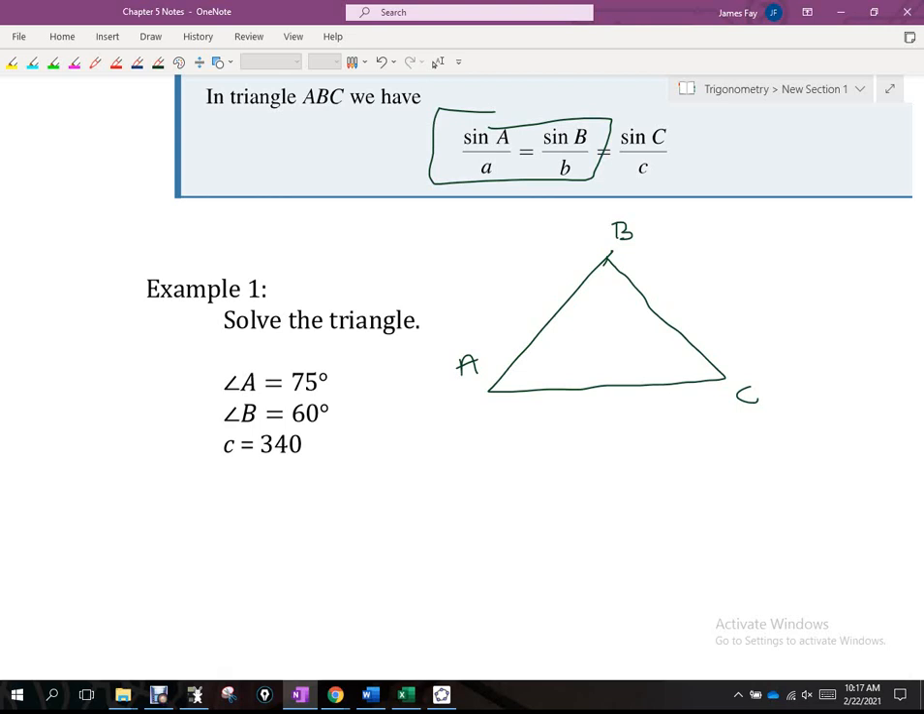If you're a person that says, I need to make things to scale, go ahead and do it. But I'm just doing this to organize my information. Okay? I'm not doing it because I want things to be to scale. Does that make sense? We say A is 75. B is 60. Okay. And C is 340. Okay.